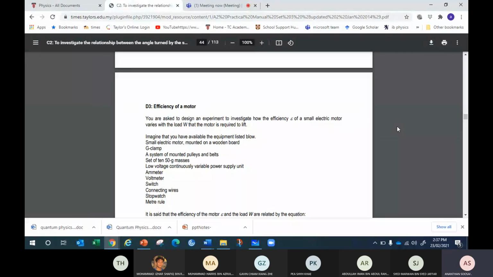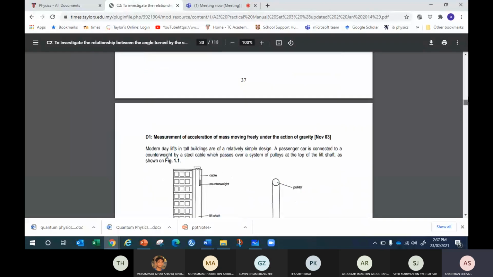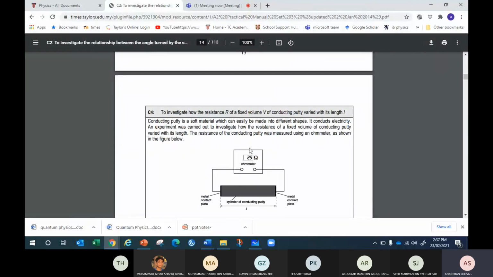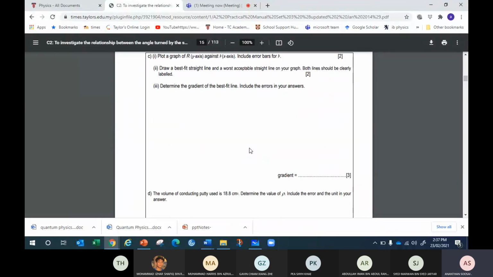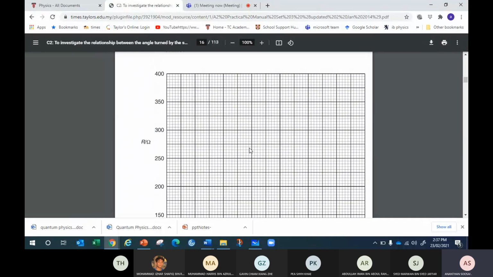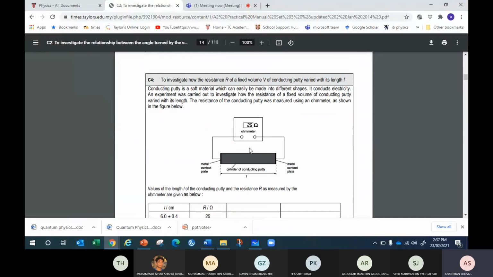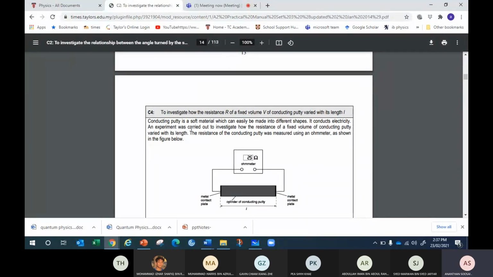Okay, D3 as homework, and for the other practical, your C1, C2, C3, this one I want you to try C4 as homework. Okay, C4, D3, these two are going to be homework. We discuss on Friday.